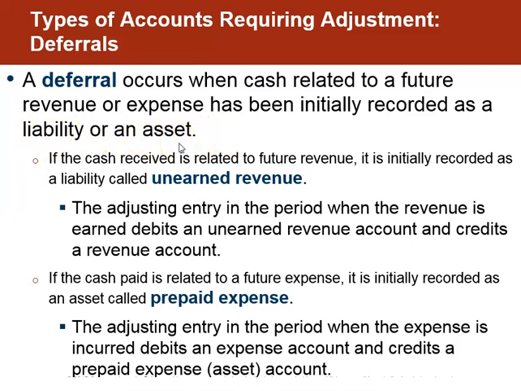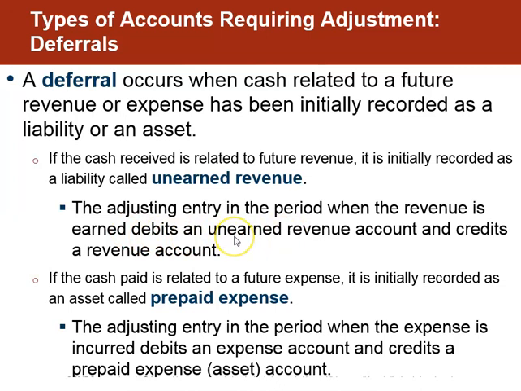So let's see how this is different. It says if the cash received is related to future revenue, think about the rent revenue example that we had, it is initially recorded as a liability called unearned revenue. I think we also had an example in the prior chapter regarding the sale of season tickets. Okay, we get the money up front, but it's unearned revenue because we haven't played any games yet. All right, the adjusting entry in the period when the revenue is earned debits an unearned revenue account. And remember, unearned revenue is a liability, so it normally has a credit balance.